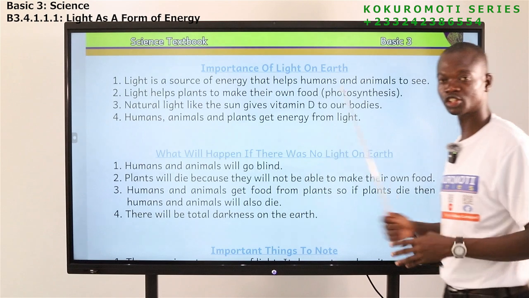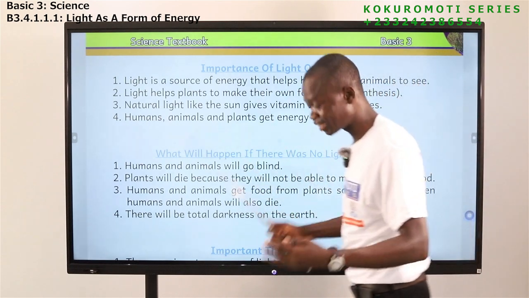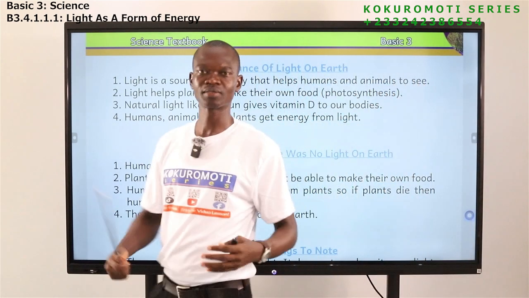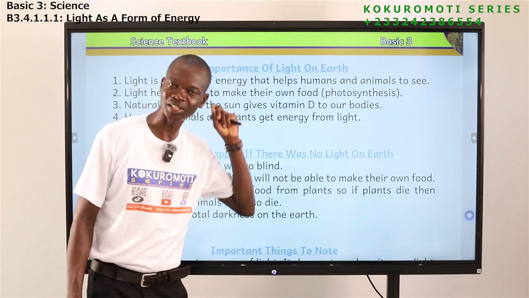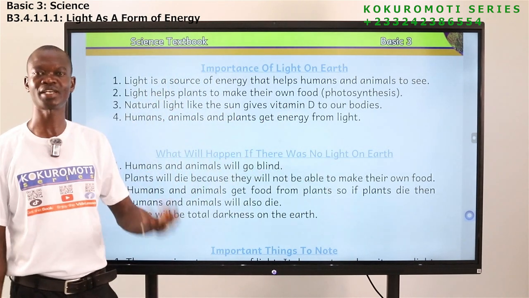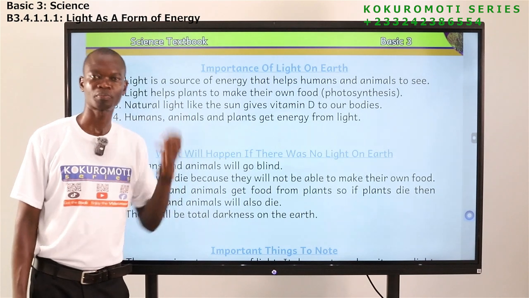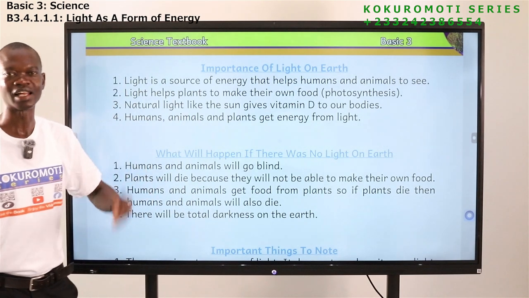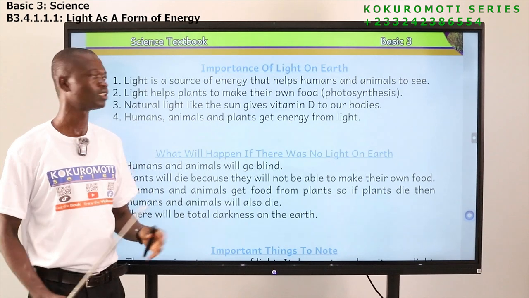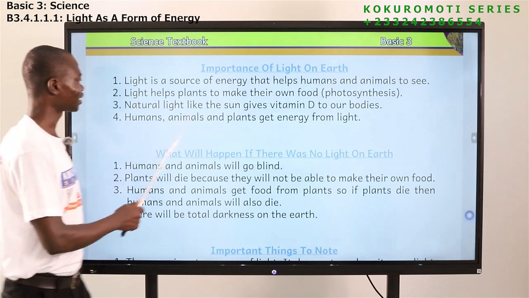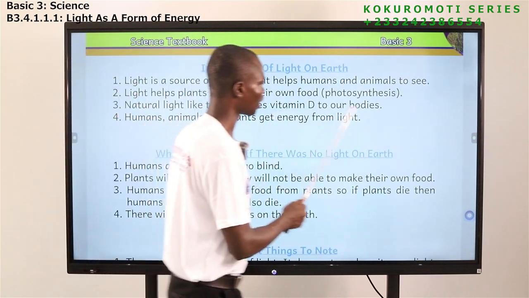As for this, I've been mentioning it all the time, that plants make their own food, and the process by which they make their own food is called what? Photosynthesis. Without light, there is no way plant can make its own food. So plants can survive, can live, get food, all because of what? Light. Okay. Natural light, like the sun, gives vitamin D to our bodies.